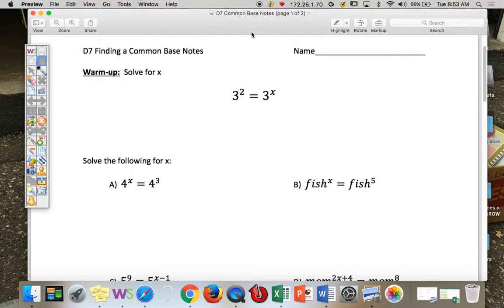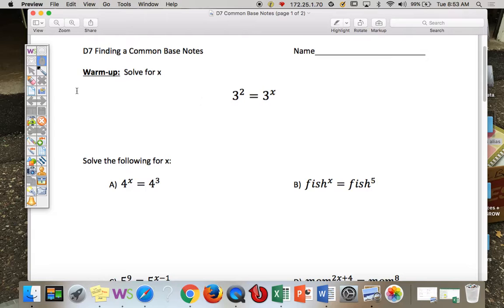We are going to be looking at solving something called an exponential function by finding something called a common base. So let's take a look at the first problem. What do you know about it? What do you notice? It says solve for x, and we have 3 squared equals 3 to the x. If I asked you, what do you think x equals? Well, what would you say?